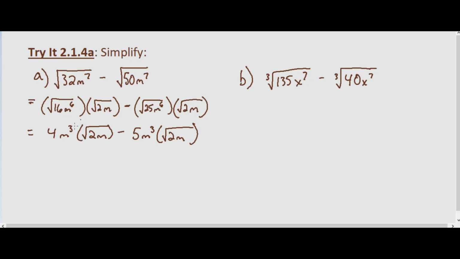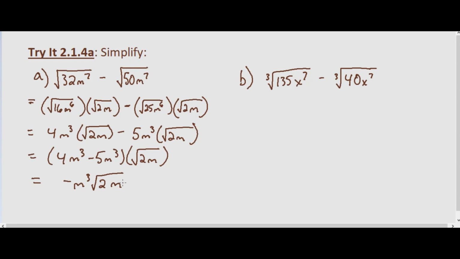And now we have like radicals, and we can simply subtract what's outside of the like radical. And again, I'll factor out the square root of 2m so we can see what we're doing. This is 4m cubed minus 5m cubed times the square root of 2m. 4 minus 5 is negative 1, so we end up with negative m cubed times the square root of 2m.